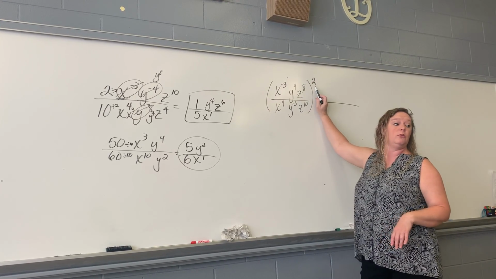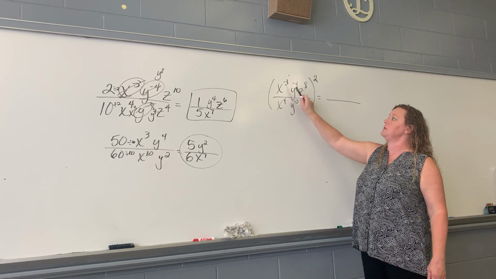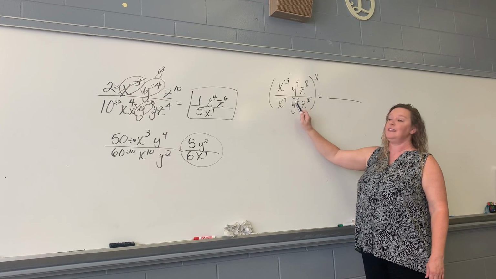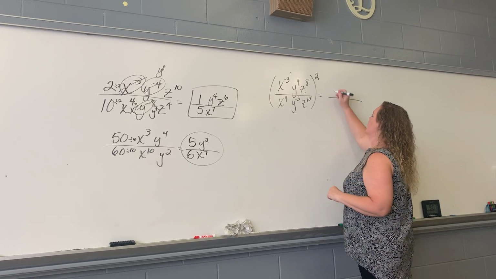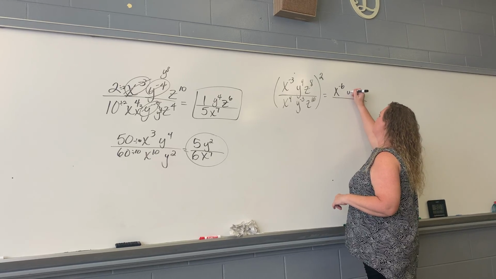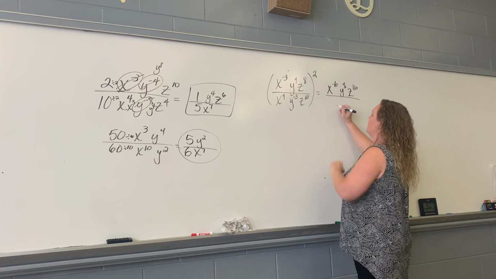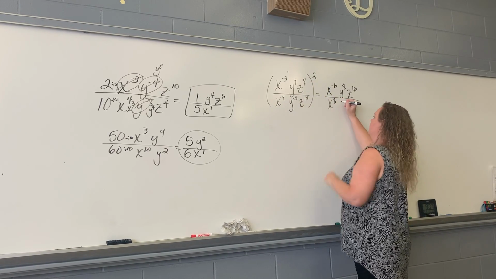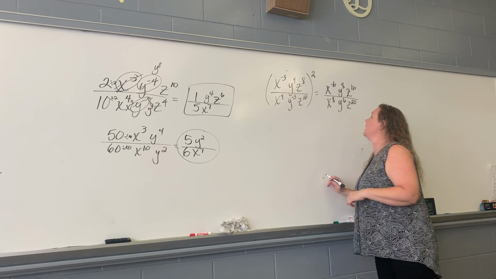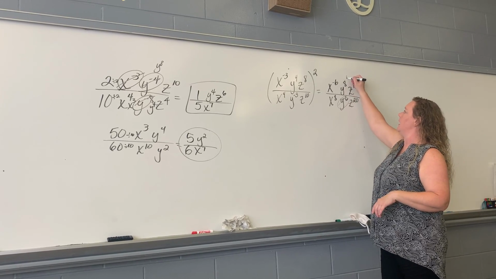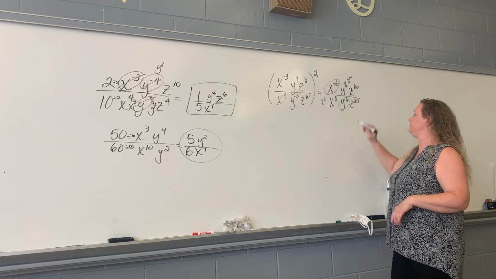Power to a power, what do you do with your powers? Multiply. So you're going to take this 2 and you're going to have to multiply it times every one of these and times every one of these on the bottom. So 2 times negative 3 is negative 6. 2 times 4 is 8. 2 times 8 is 16. 2 times 4 is 8. 2 times negative 3, negative 6. 2 times 10, 20. Now, this one's negative, so y to the 6th. This one's negative, so x to the 6th on the bottom.